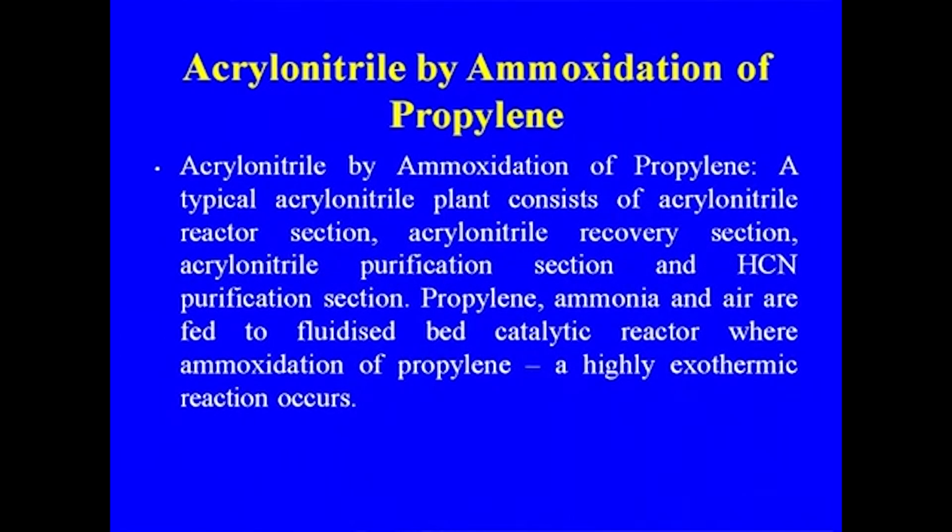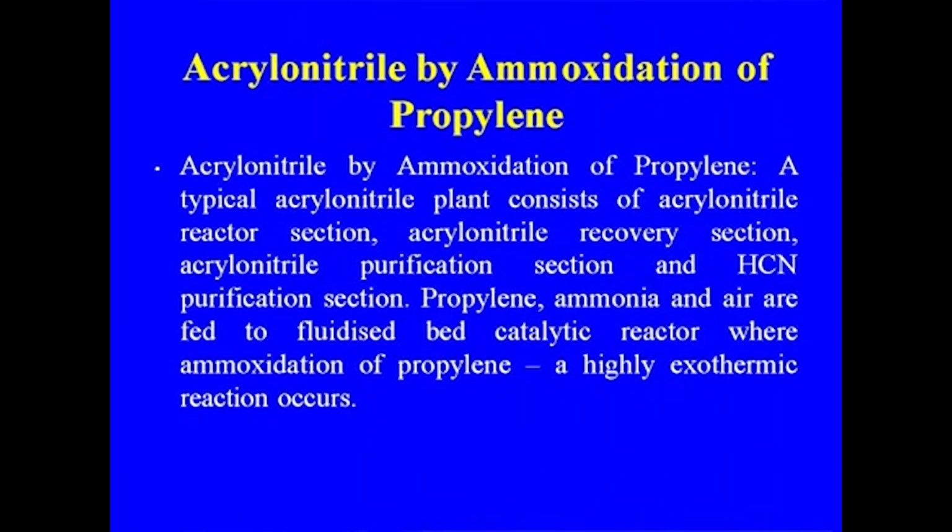So, for acrylonitrile by ammoxidation of propylene, a typical acrylonitrile plant consists of an acrylonitrile reactor section, acrylonitrile recovery section, acrylonitrile purification section and an HCN purification section, because in the process we also get acetonitrile as one of the important byproducts. Propylene, ammonia and air are fed to the fluidized bed catalytic reactor, where the ammoxidation of propylene takes place. Again, the flow diagram and other details we will discuss while discussing acrylic fiber.